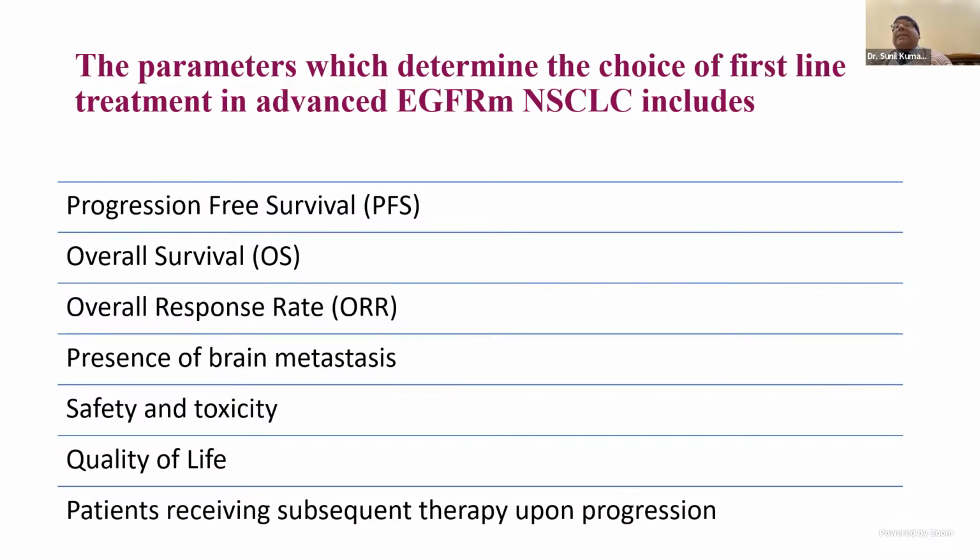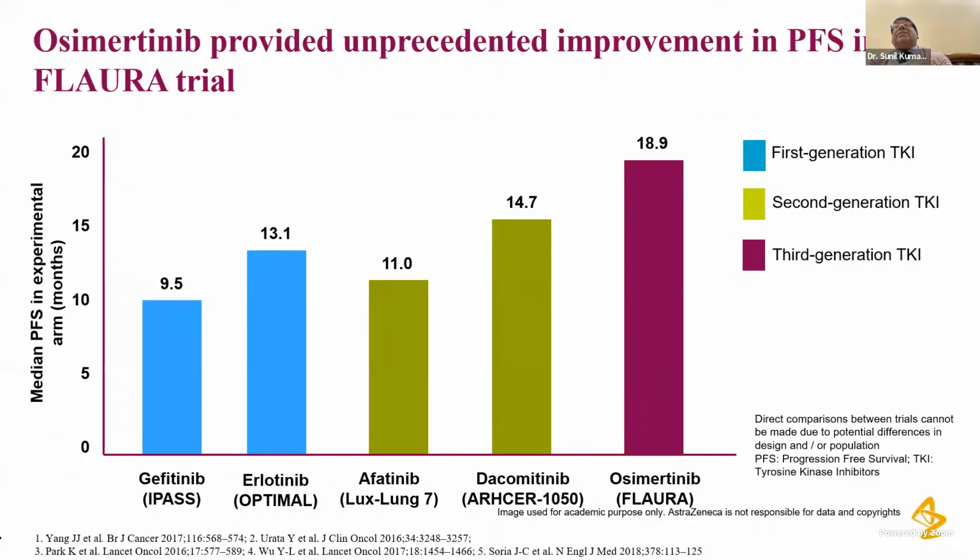Once you are selecting any TKI for first line treatment in advanced lung cancer, quality of life is very, very important once you are advising any treatment to any patient, and the patient receiving subsequent therapy upon progression is again very important. I will highlight all the issues one by one as per the evidence as well as the comparative studies for your consideration.